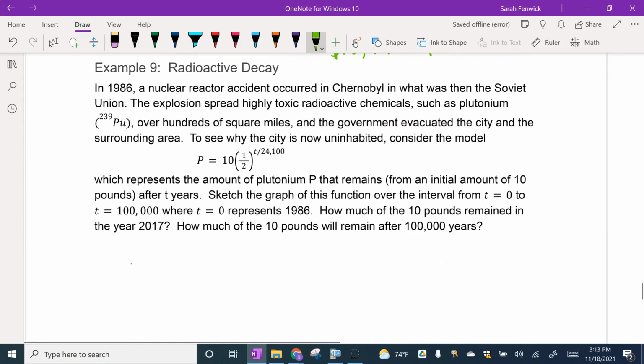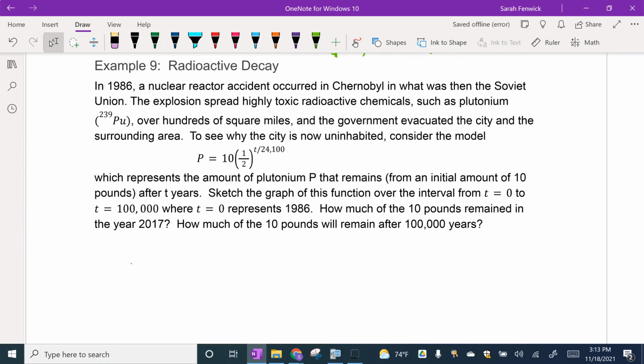Now, the next kind of problem that we're going to use, usually the information or the formula is given to you. So in this one, we're talking about the nuclear reactor accident in Chernobyl, which I recommend that if you don't know anything about it, you go look it up. Obviously, this only tells you a little bit, but the explosion spread highly toxic radioactive chemicals such as plutonium over hundreds of square miles. The city was evacuated and the surrounding area. The city is still uninhabited at the time of this. I assume it still is because I did the math the other day.